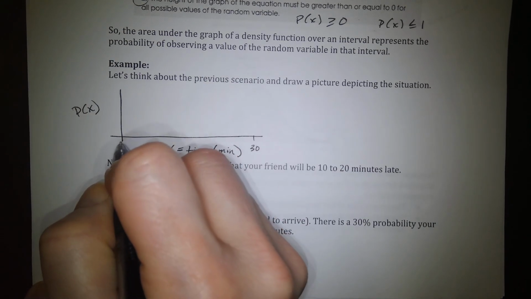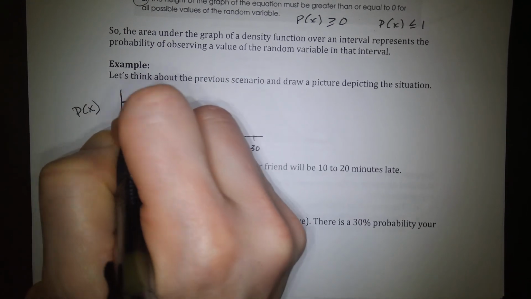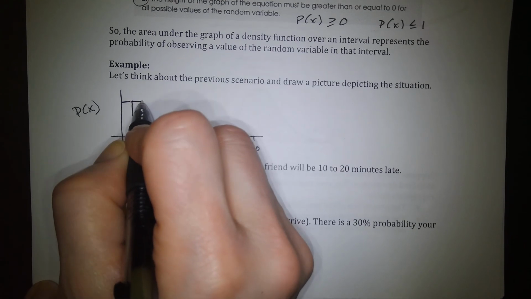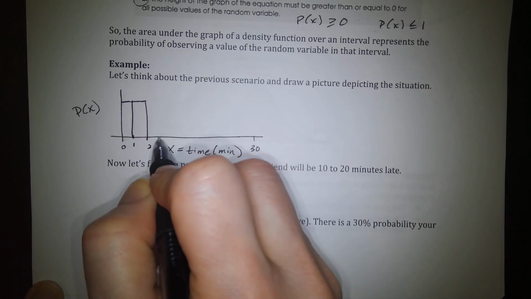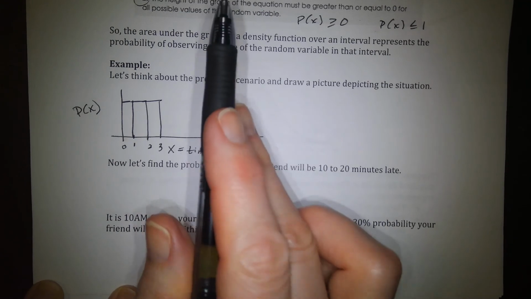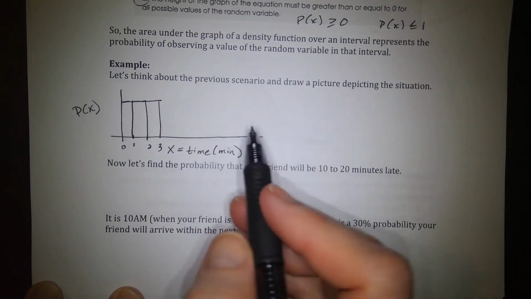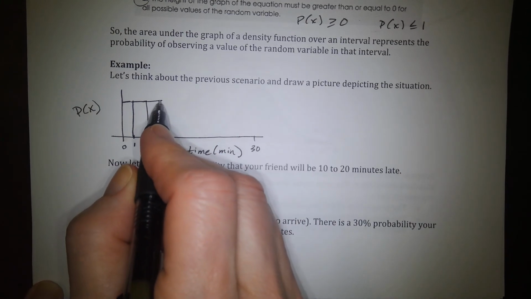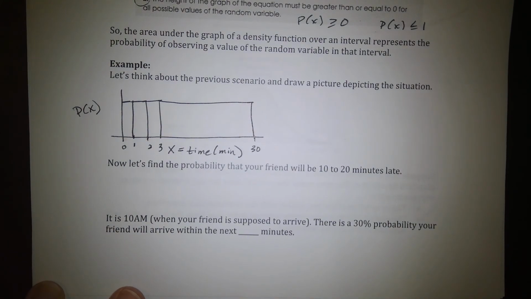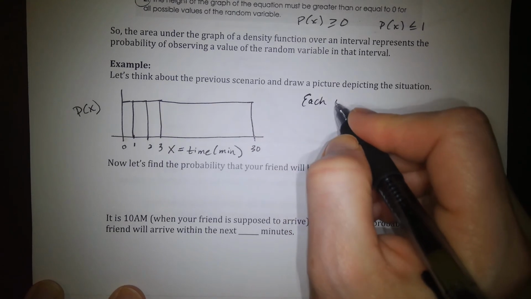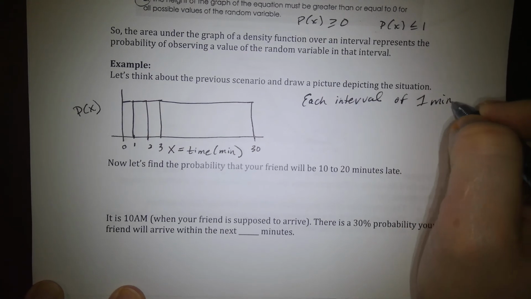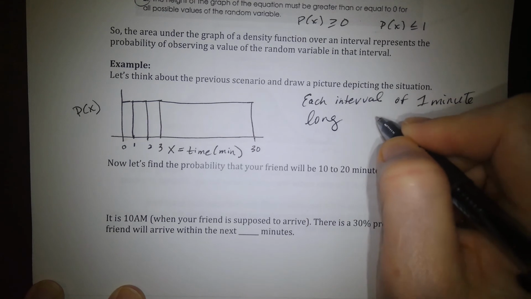So the likelihood that he'll be between 0 to 1 minute late is a certain probability. The likelihood he'll be between 1 to 2 minutes late is going to be the exact same probability. The likelihood he'll be between 2 and 3 minutes late is the exact same probability, and so on and so forth, because it's stated up above that these were all equally likely. So you can see that this is going to be what's called a uniform probability distribution, where all of the probabilities are equally likely. So each interval of 1 minute long has the same probability of occurring.